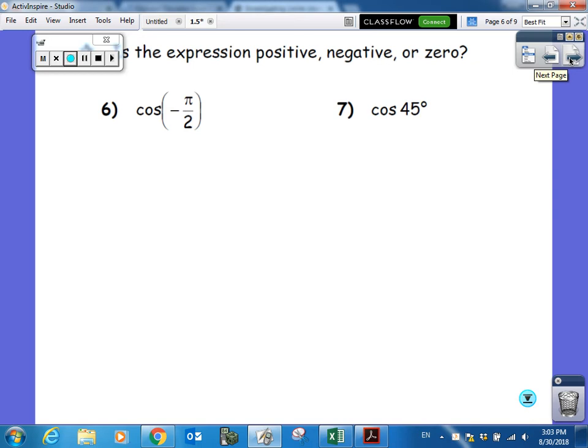Cosine of negative pi over 2. Now, negative pi over 2 is not something that's listed on your unit circle. So, we could add 2 pi, or we can just think of this as negative. Negative tells us what direction to go. Pi over 2 tells us how far to go. So if I'm at 0 and I go in a negative direction, where am I going to end up? Right here at 270, at 3 pi over 2, however you want to think of that.